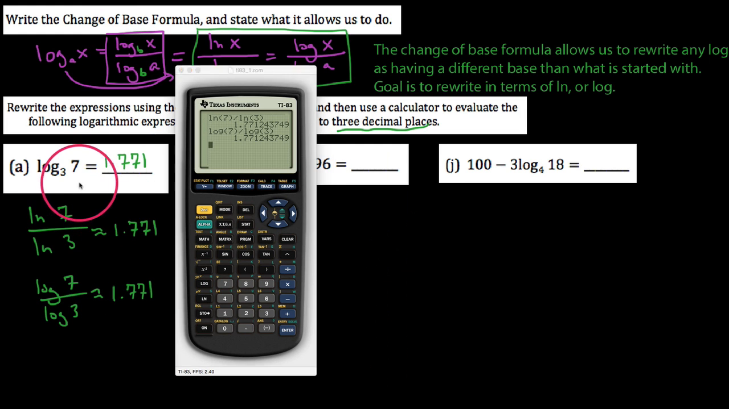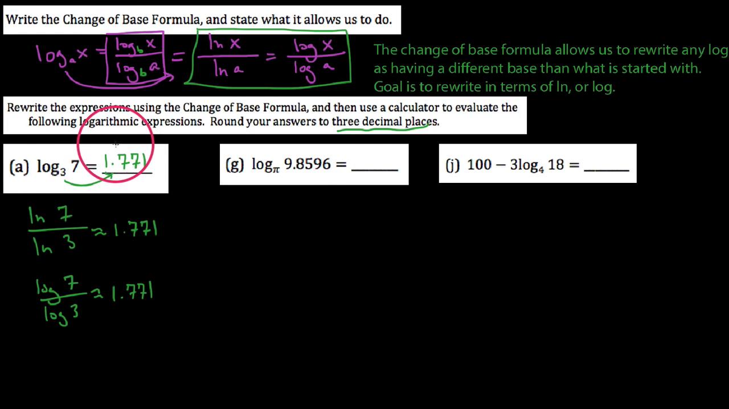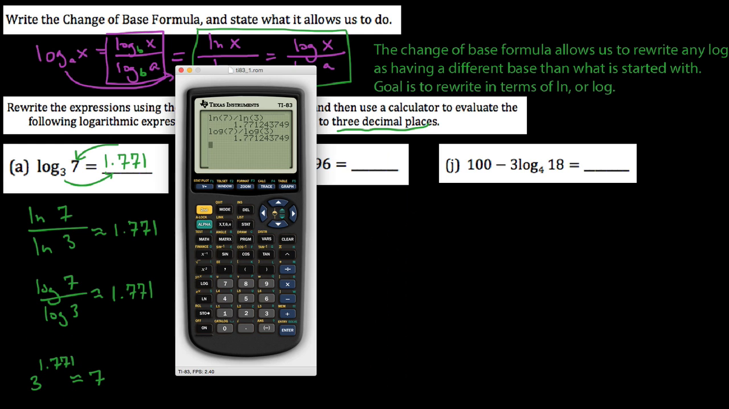So that being said, the other thing I want to check is this. Do we indeed get 3 to the 1.771 power come out to be 7? So rewriting this exponentially, this would say 3 to the 1.771 is approximately 7 here. And what I want to do is check this out. So if I said 3 to the power of 1.771, then what I get is approximately 7.